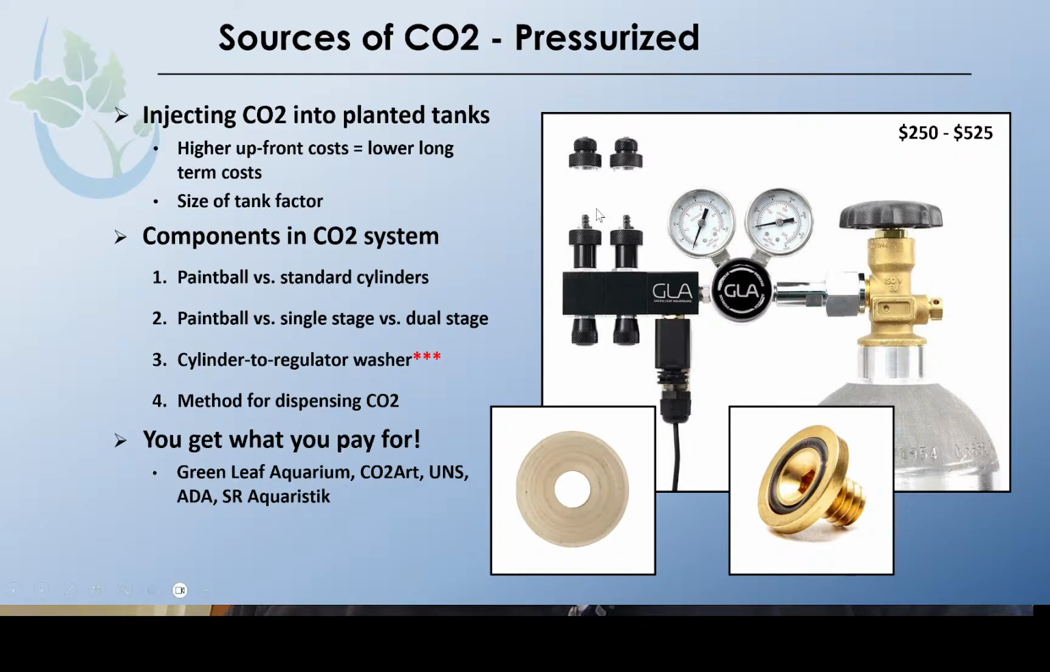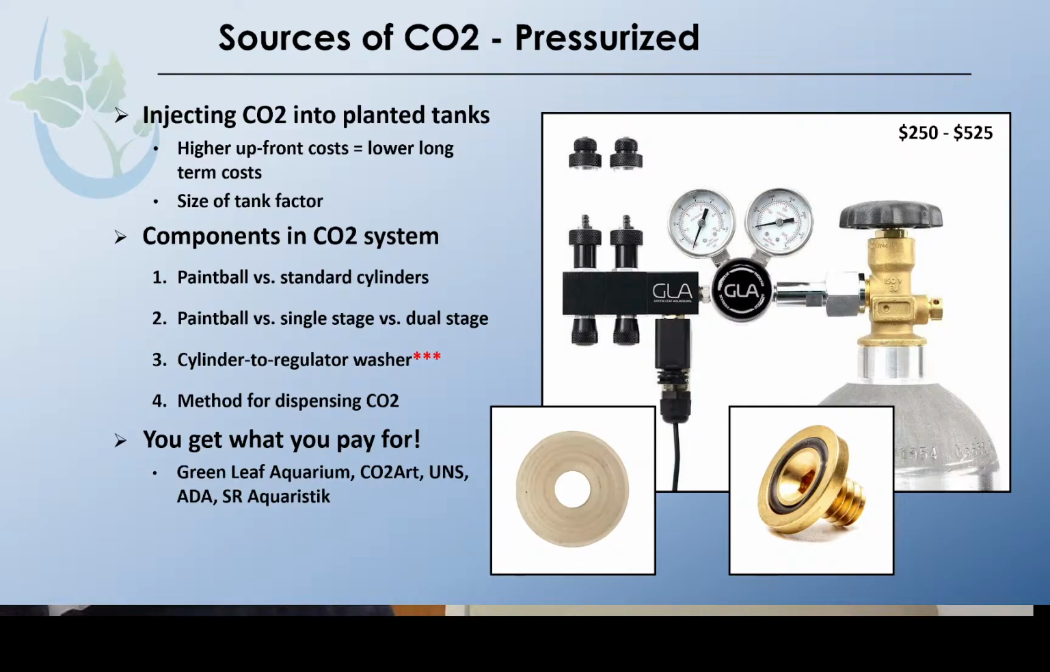And the reason for that is you can add different manifolds onto it. I think their highest cost for this particular regulator has 5 manifolds. So, in essence, you could run 5 tanks with one regulator, which is kind of nice. I have a dual manifold one that I'm running, and it makes it easier for me to add CO2 to 2 tanks that are right next to each other instead of having 2 cylinders, 2 regulators, 2 everything. This makes it easy. Now, one of the things that's really important though is the washer.